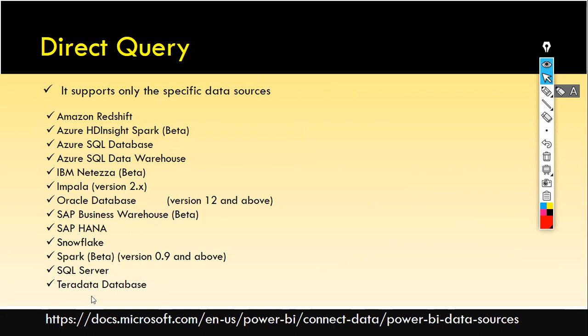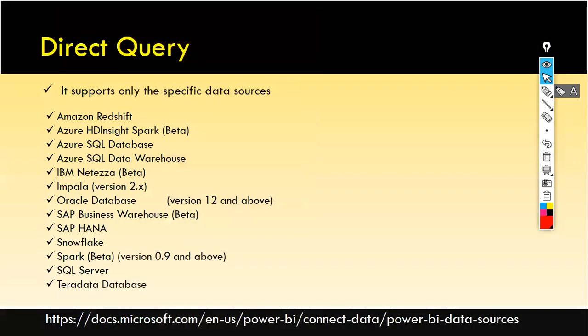So these are the source systems supported by direct query in Power BI: Amazon Redshift, Azure HDInsight, Azure SQL Database, SAP and Spark, SQL Server, Teradata. And if you want to see the entire list of source systems supported in direct query mode, you can go and view it on the Microsoft website.